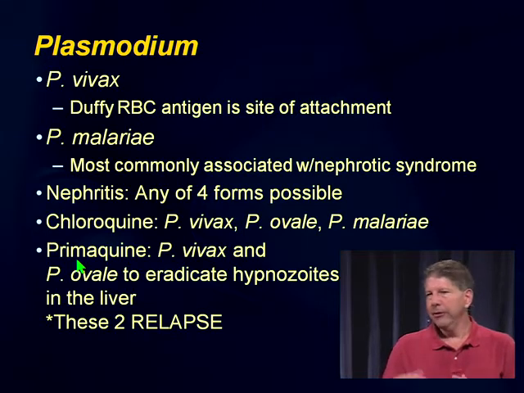This is really easy to remember. Okay, VO is vodka. So VO, vodka goes to the liver. So Vivax and Ovale, VO is vodka, goes to the liver. Okay, and those are the ones that relapse, those two. So you need to use Primaquine.